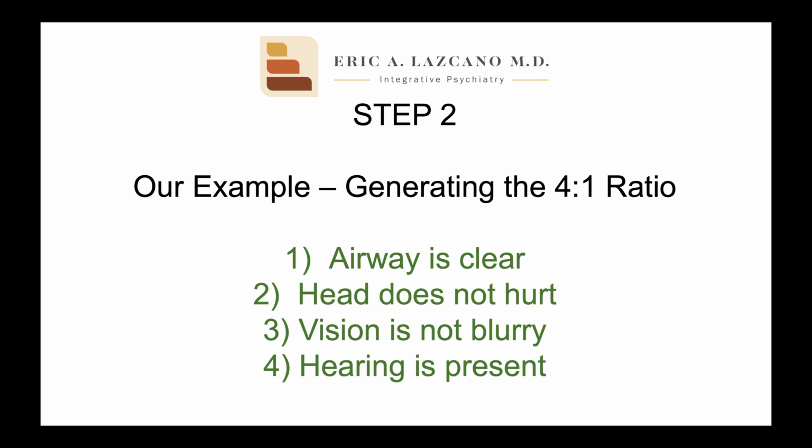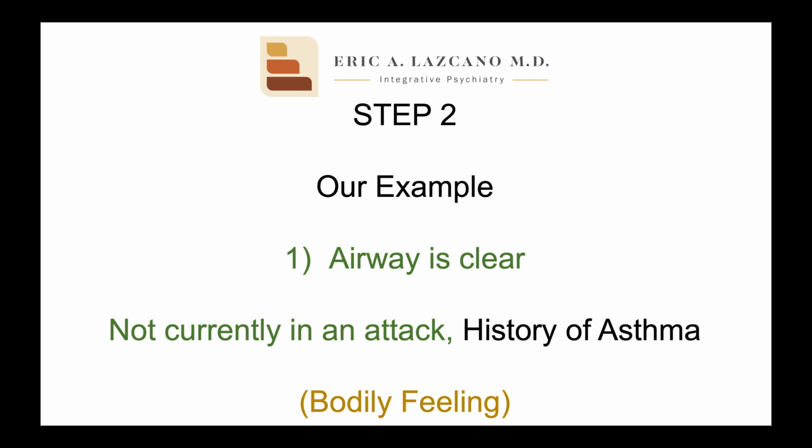This is the six senses here, illustrated again with arrow form, and we're going to focus on the positives that we generate in our example. So we have airway is clear, head does not hurt, vision is not blurry, and hearing is present as our 4 favorable conditions that are coexisting with loneliness. Airway is clear is written down, presuming there is not currently an asthma attack, but I have a history of asthma. So that would be a bodily feeling.